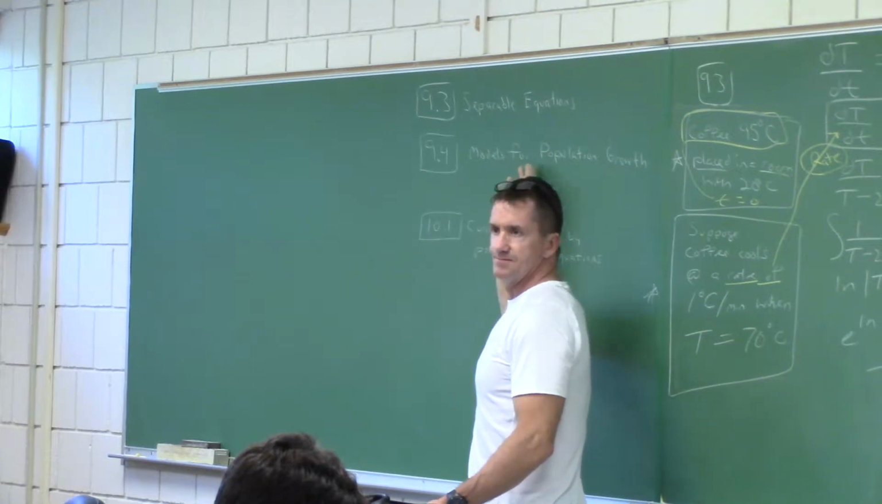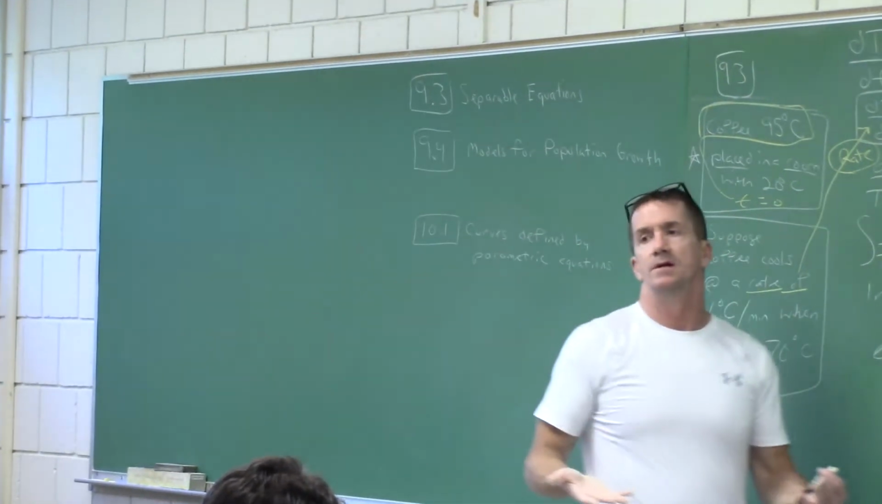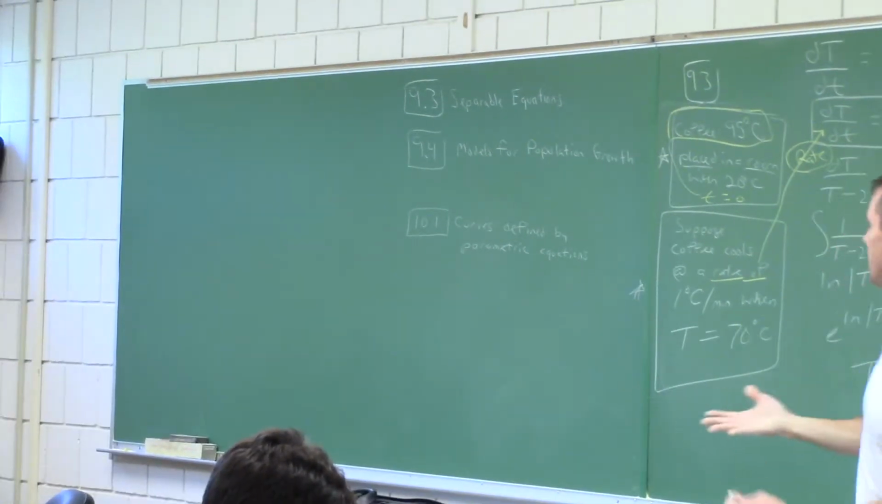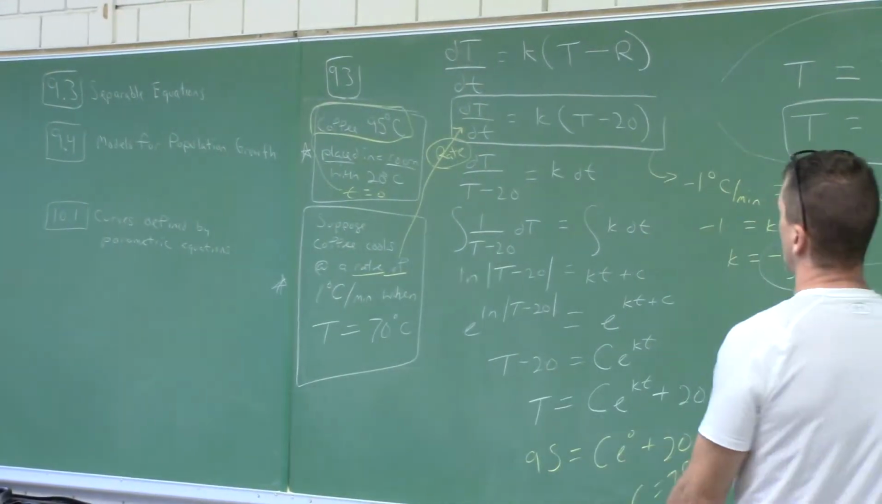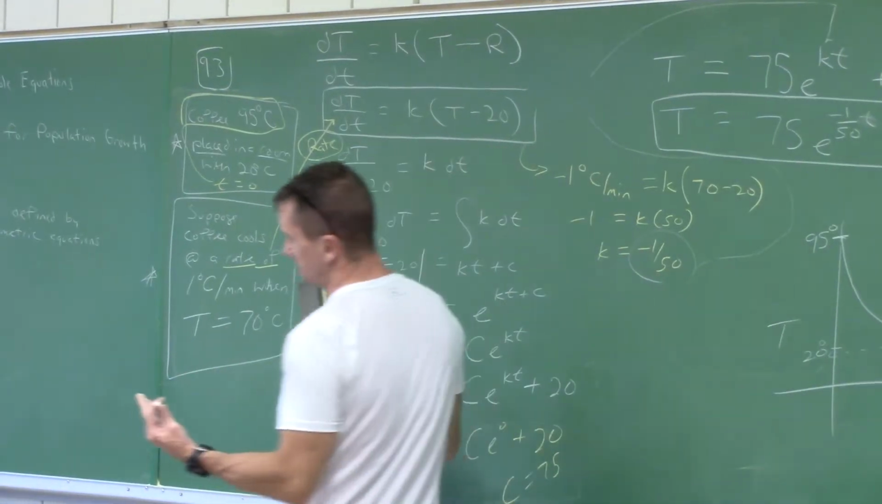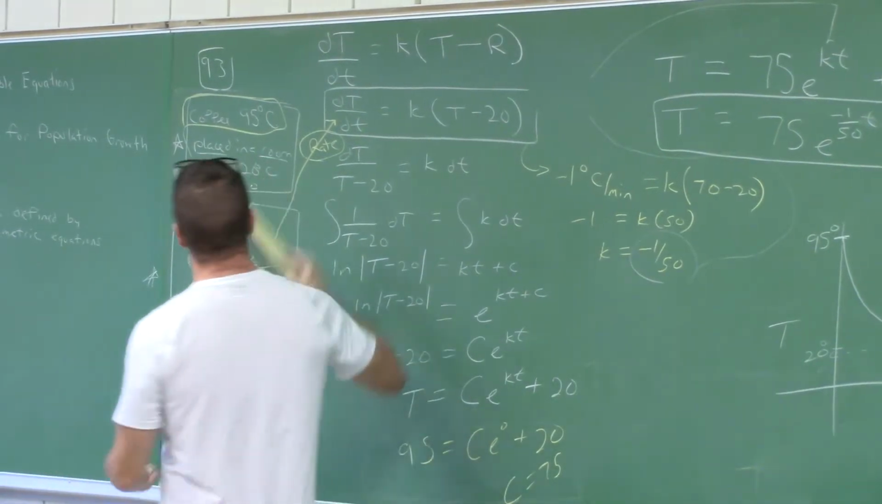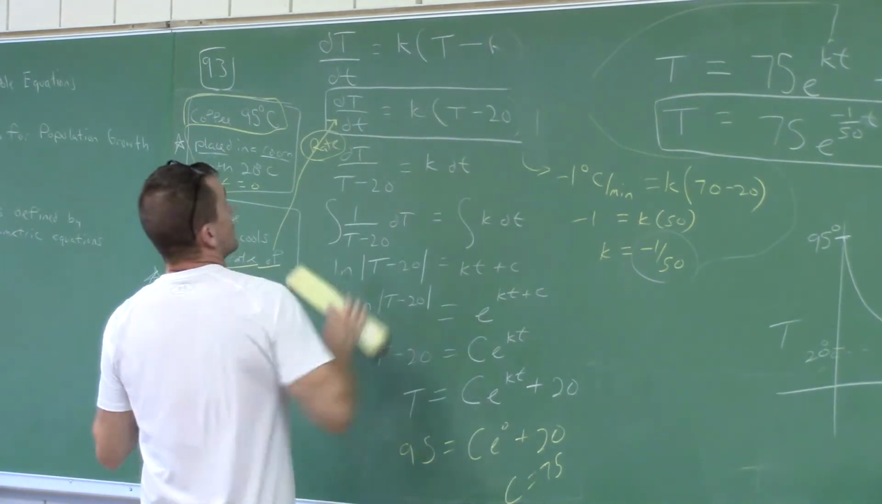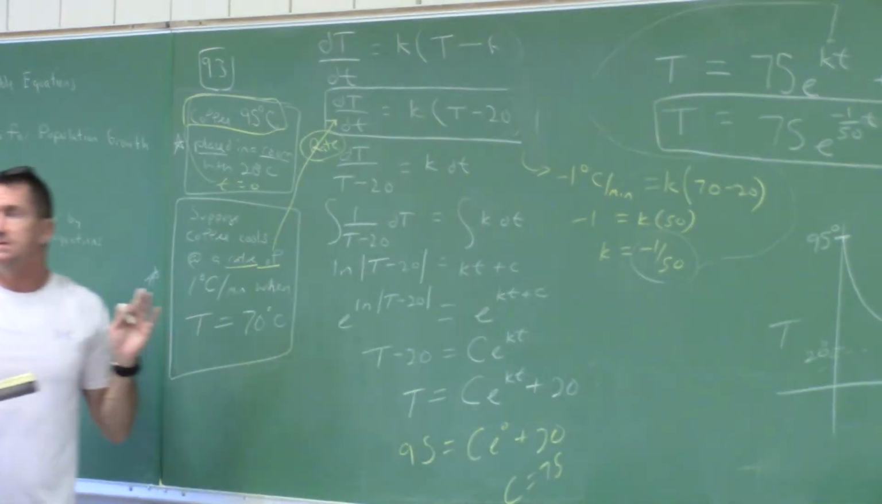Hey, cool. We're now going to talk about models for population growth. It's going to be very similar. There are two main models we look at when it comes to 9.4. The first one you've seen before, but I'll still write it on the board. Oh, can I erase? I have a quick question.